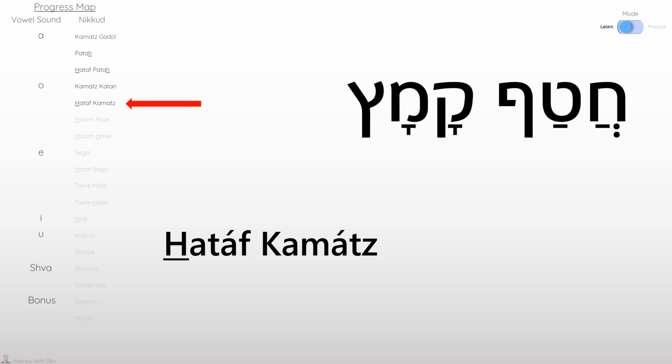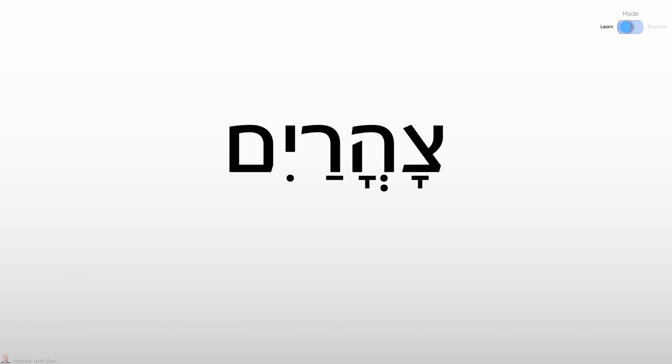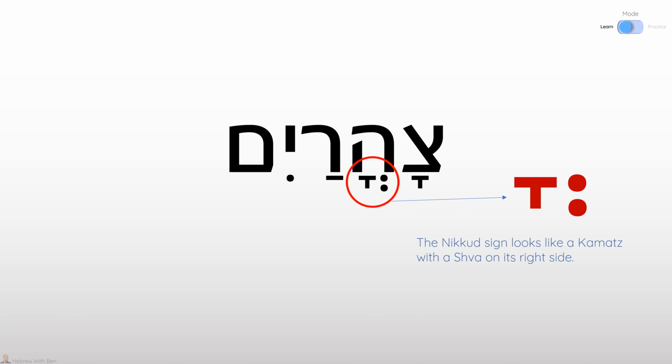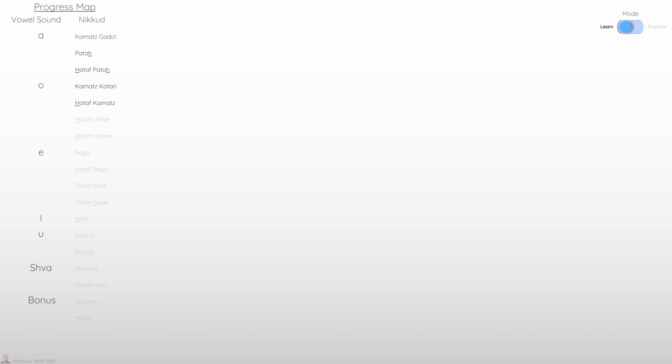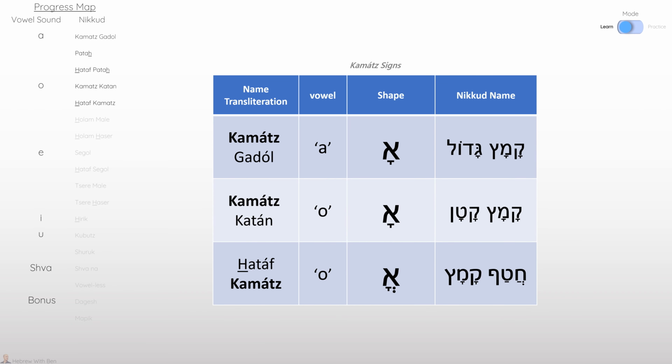In this lesson, we will be talking about Chataf Kamatz. The Nikud sign looks like a kamatz with a shva on its right side. Similar to kamatz katan, Chataf Kamatz also indicates the vowel O. Chataf Kamatz is the third and last form of Kamatz Nikud we will be learning.